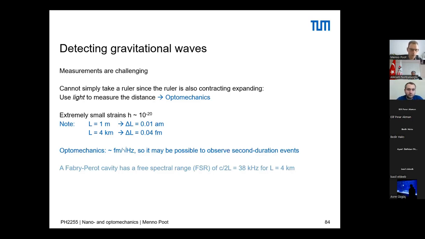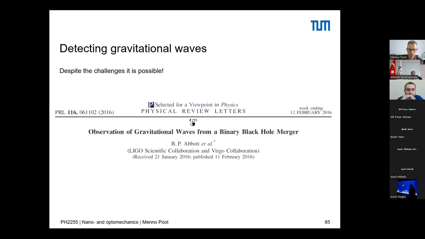Well, a further complication is that if you try to build a Fabry-Perot cavity with such long arms, in this case the distance between the mirrors is 4 kilometers, it means that the different resonances will be spaced by only something like 38 kilohertz, whereas the light oscillates at a frequency of a few hundred terahertz. So it will become very difficult to lock a laser to such a cavity if it is that long. But I can tell you that despite all these challenges, it is possible.